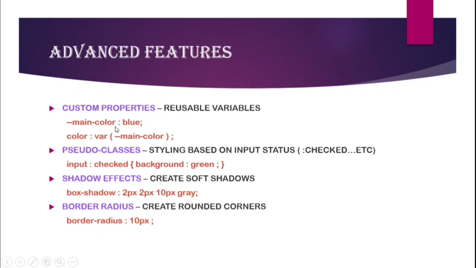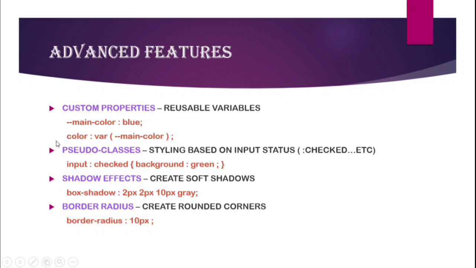Then we have custom properties. Custom properties are nothing but reusable variables. By using the root element, we can mention the colors or the font sizes that we want to use in the website, that you want to repeat again and again. But you don't want to write them again and again. You have to write color, blue color. Next, I have to write hash f0 for the main color. So I don't have to write all of them.